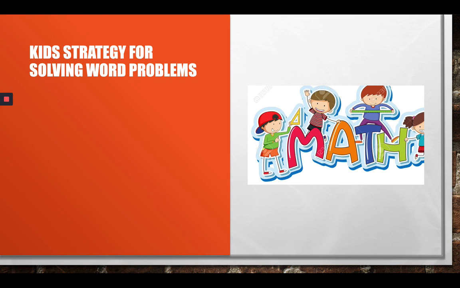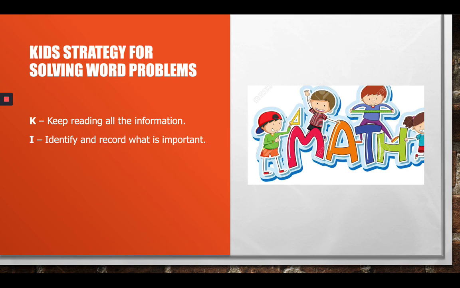Let's review our strategy for solving the word problems one more time. Remember the K, keep reading all of the information. I, we're going to identify and record what's important. D, we're going to decide what operations we'll use. And S, we're going to solve the problem.